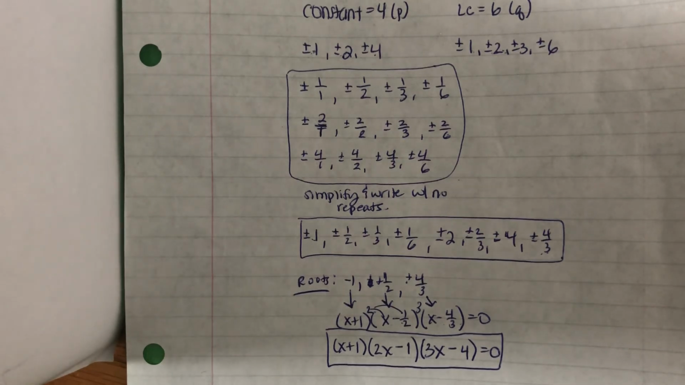So that's how we can use the rational root theorem. It's a little long, but it's pretty easy. It's just a matter of taking P's over Q's and then just looking at your graphing calculator.